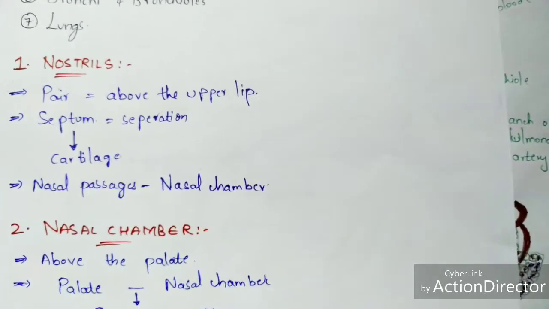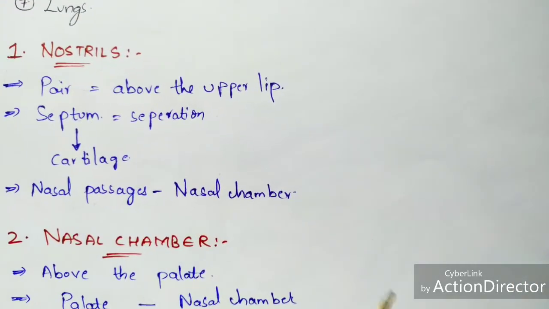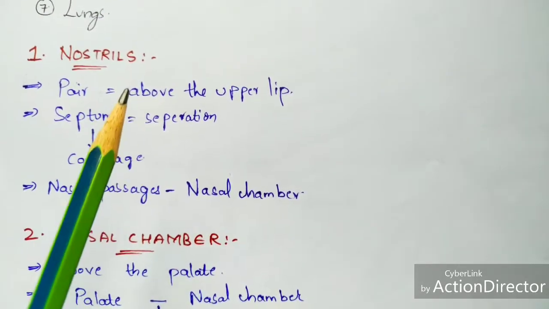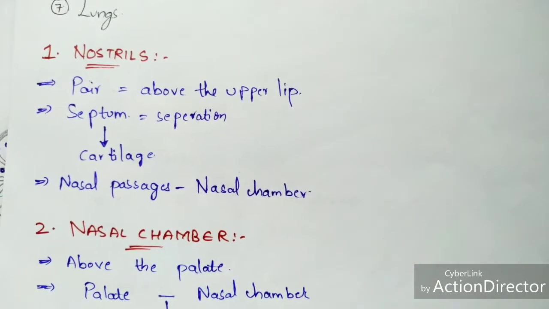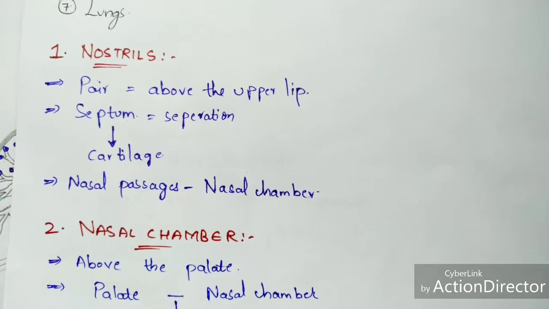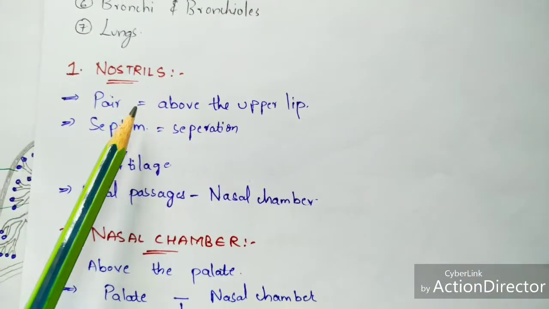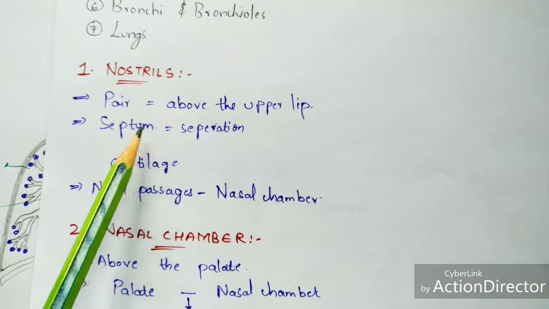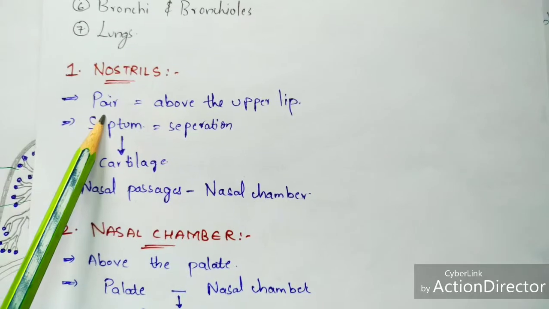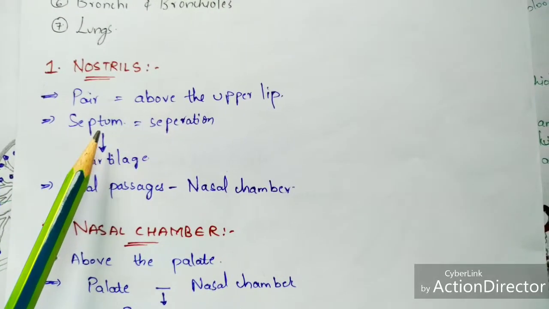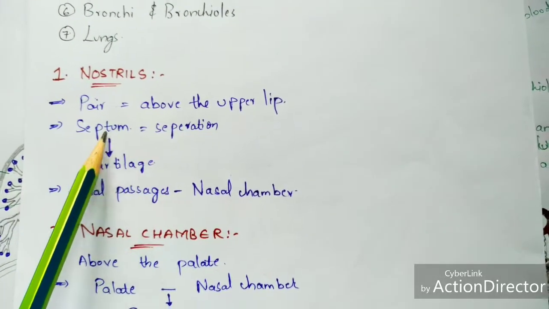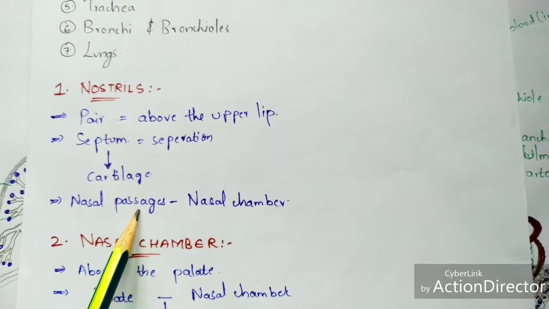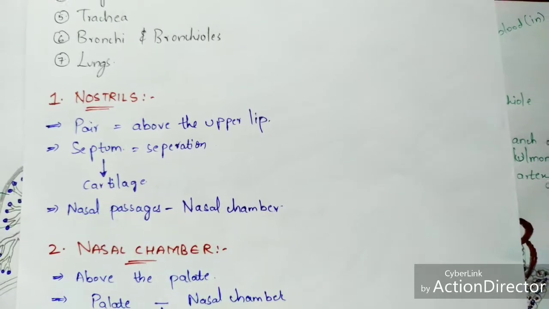So now, coming to the first one, nostrils. There is a pair of nostrils, that's nothing but two nostrils, which are present just beneath the nose. If you look in a mirror, you can understand by yourself. This pair of nostrils is present just above the upper lip, and each nostril is separated by a septum, which is made up of cartilage. The nostrils open into the nasal passage, and that nasal passage opens into the nasal chamber.